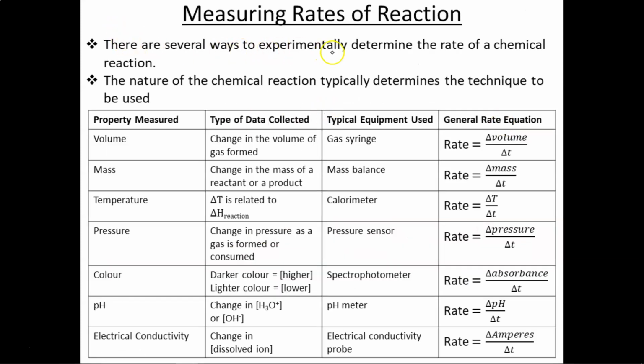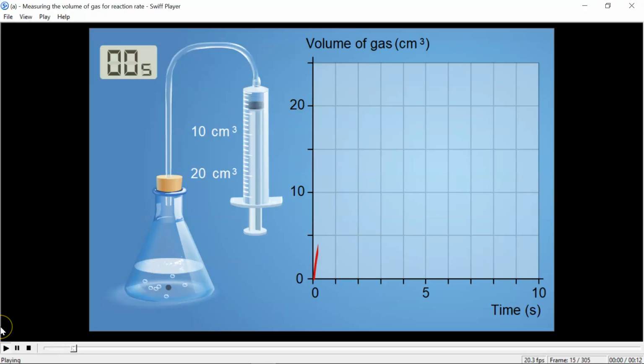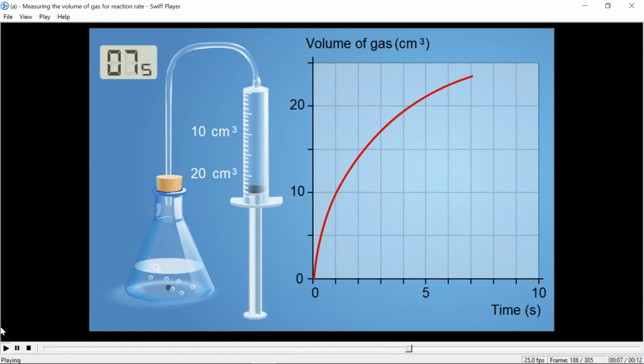Now, there are several ways to experimentally determine the rate of a chemical reaction. The nature of the chemical reaction typically determines the technique that we are going to use. So for instance, if no gas is produced in my chemical reaction, I probably would not measure volume or pressure. Or if the reaction doesn't change color, then you probably wouldn't want to use a spectrophotometer. So it is important that you choose the right property to be measured for the particular chemical reaction. The volume of a gas is proportional to its molar amount. Measuring the volume of a gas evolved in a chemical reaction provides a means of monitoring the course of the reaction.